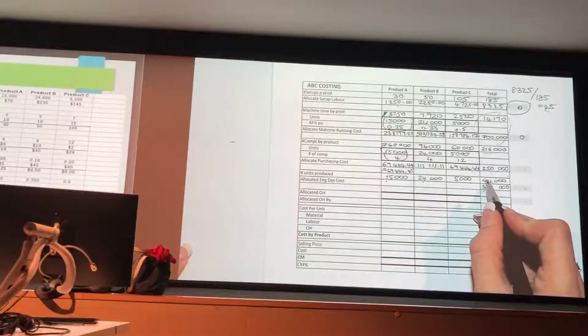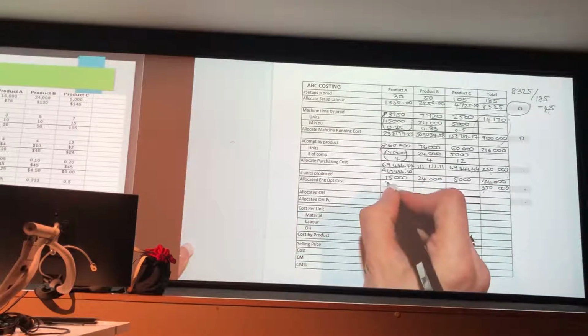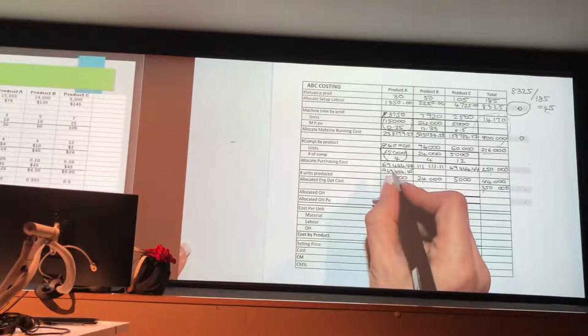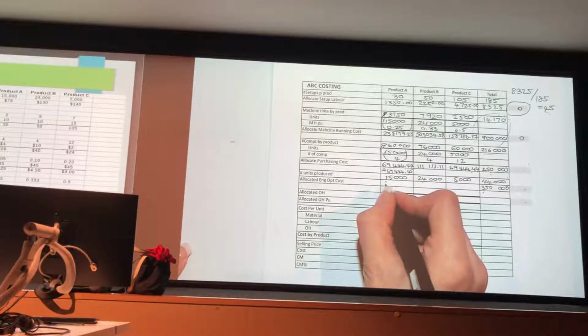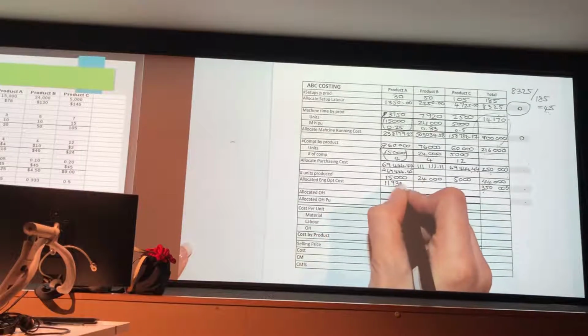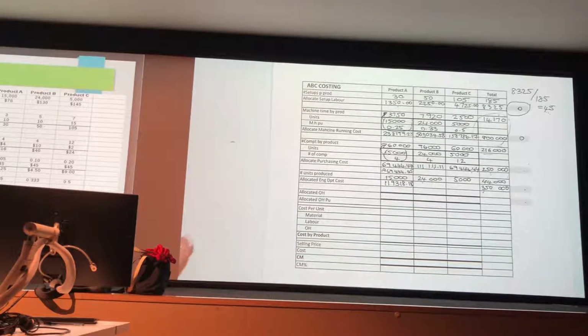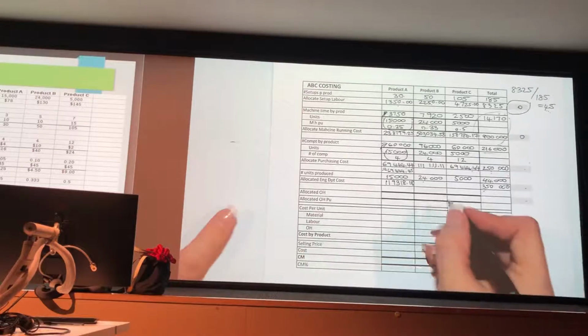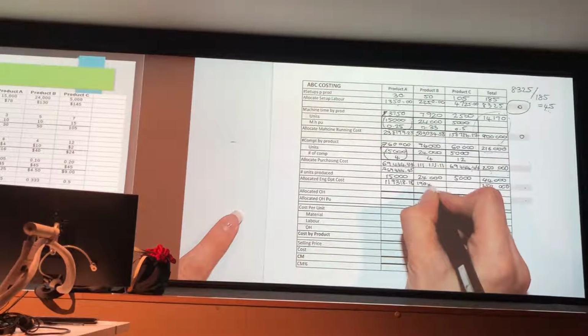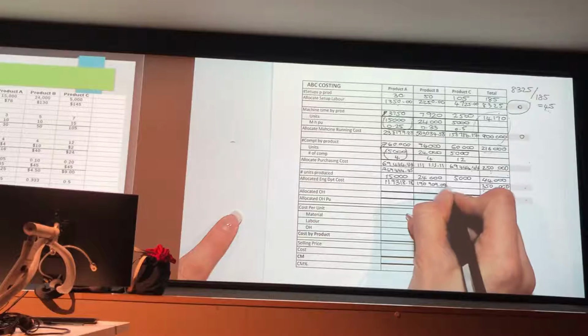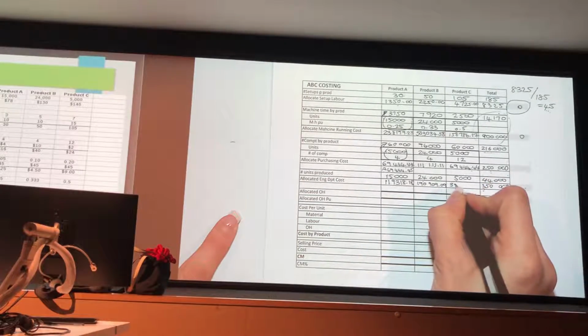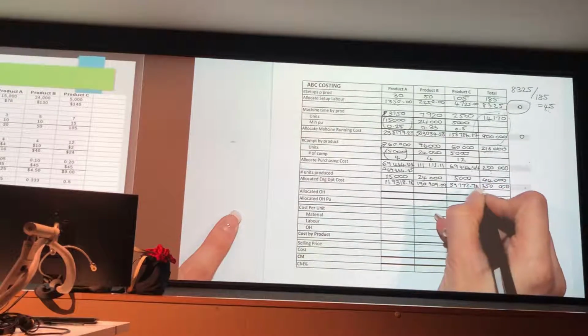$350 divided by 44,000 times 15,000 provides you with a number of 119,318.18. Who's got the second number for me? 190,909.09. Correct. And then the third one is 39,772.73.